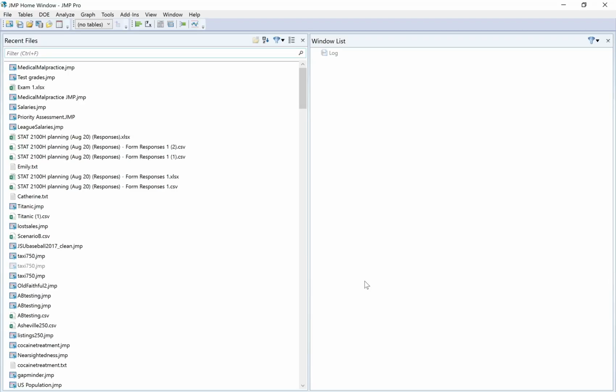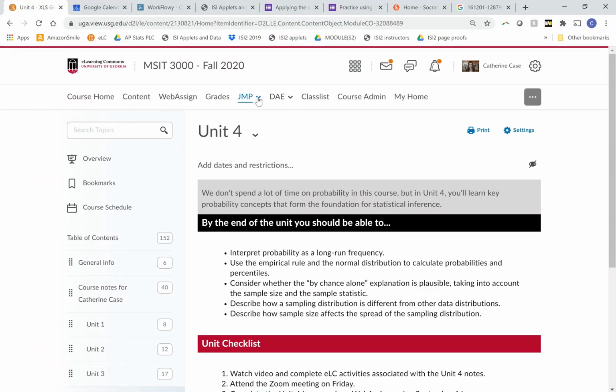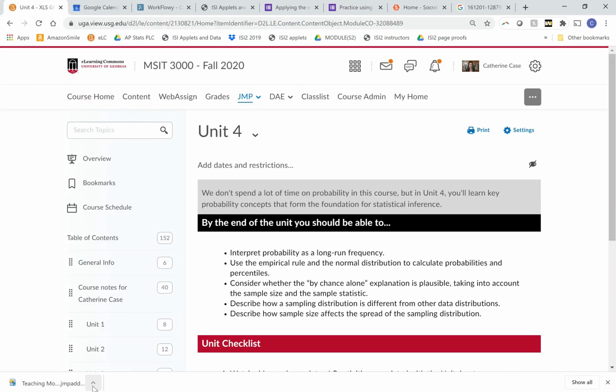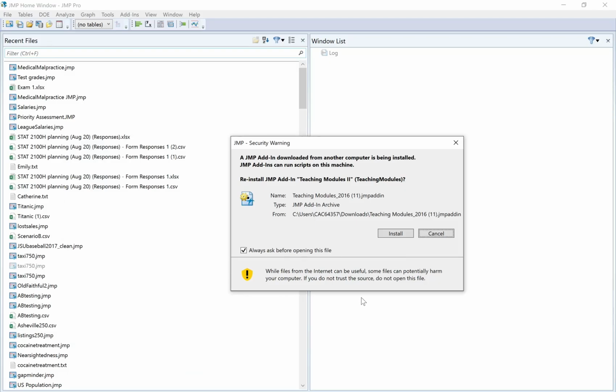But I'm going to show how to use the JMP distribution calculator. So before we start, we need to install the calculator really quick. You only have to do this one time. So first, go ahead and open up JMP. Then go to up here at the top where it says JMP and pick Distribution Calculator. It may take a second, but it'll automatically download it. So I'm just going to click Open down here. And then when this pop-up comes up, I click Install.